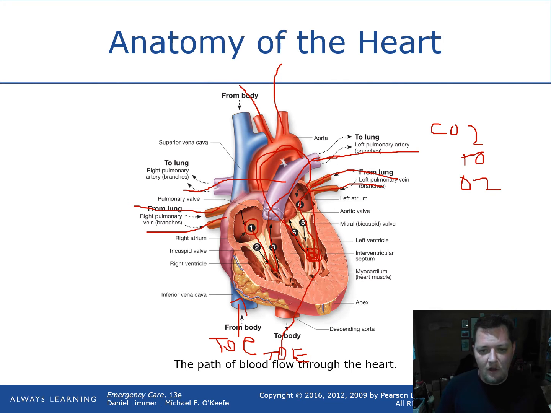If you think about it, one beat from the heart is one cycle of the entire process. Okay, so your heart beats an average of 60 to 100 beats per minute. Each cycle, you're doing about 60 to 100 of those each minute.